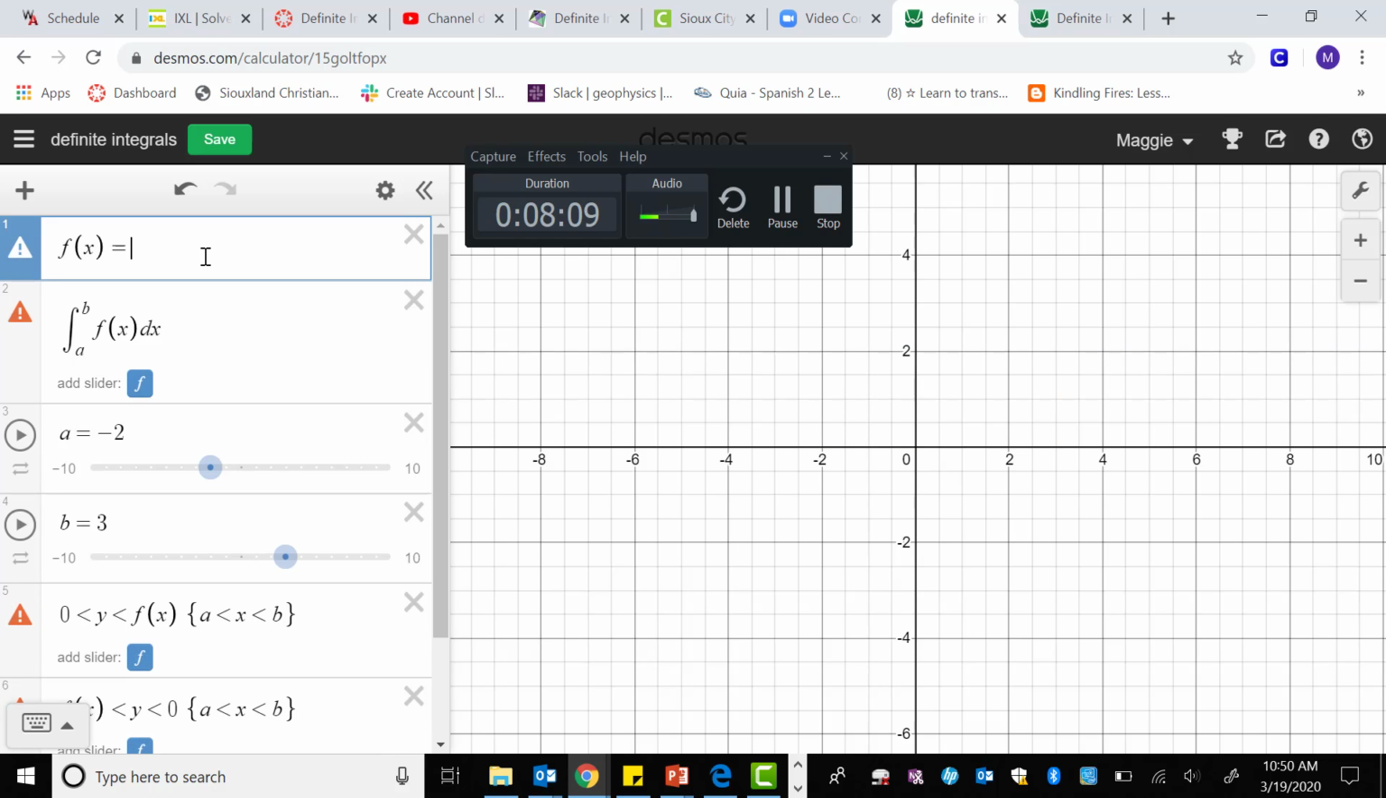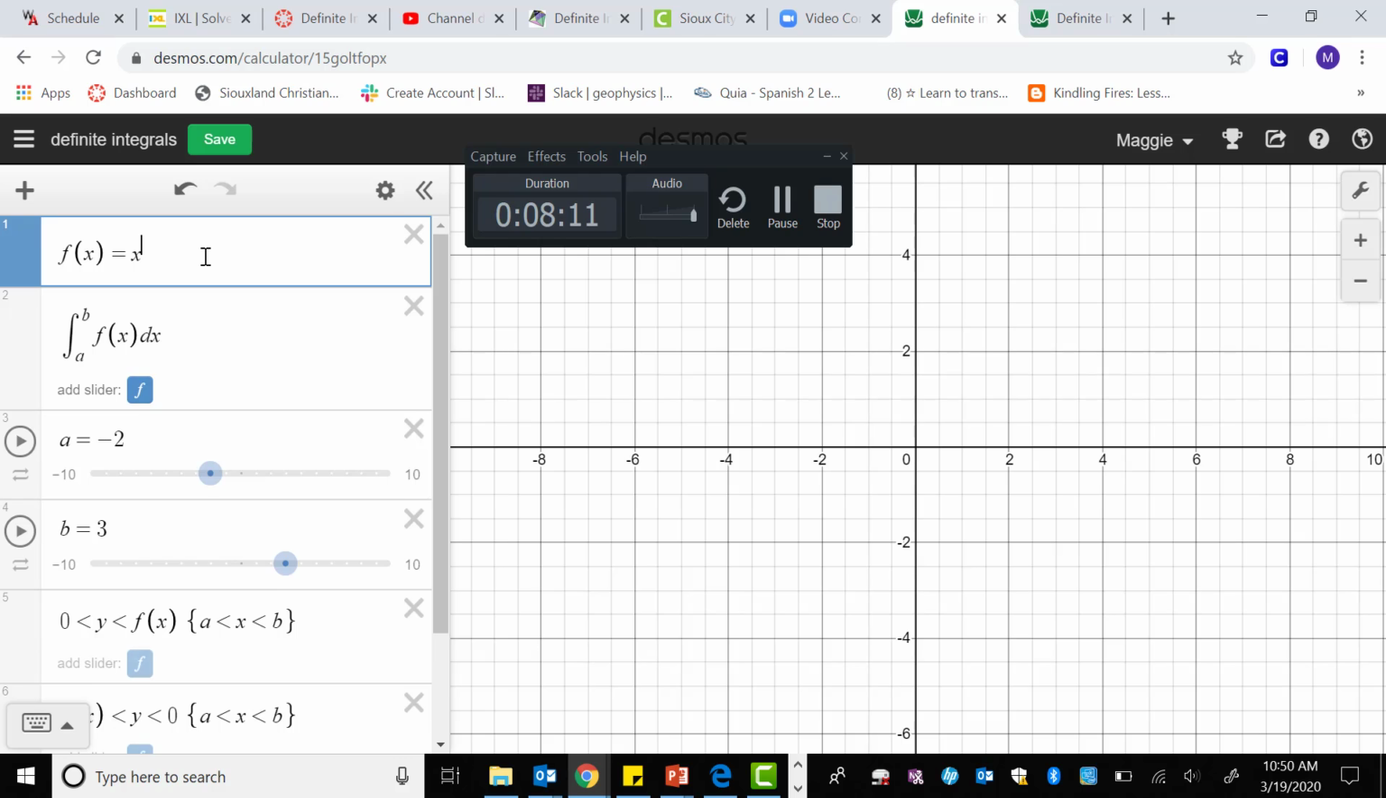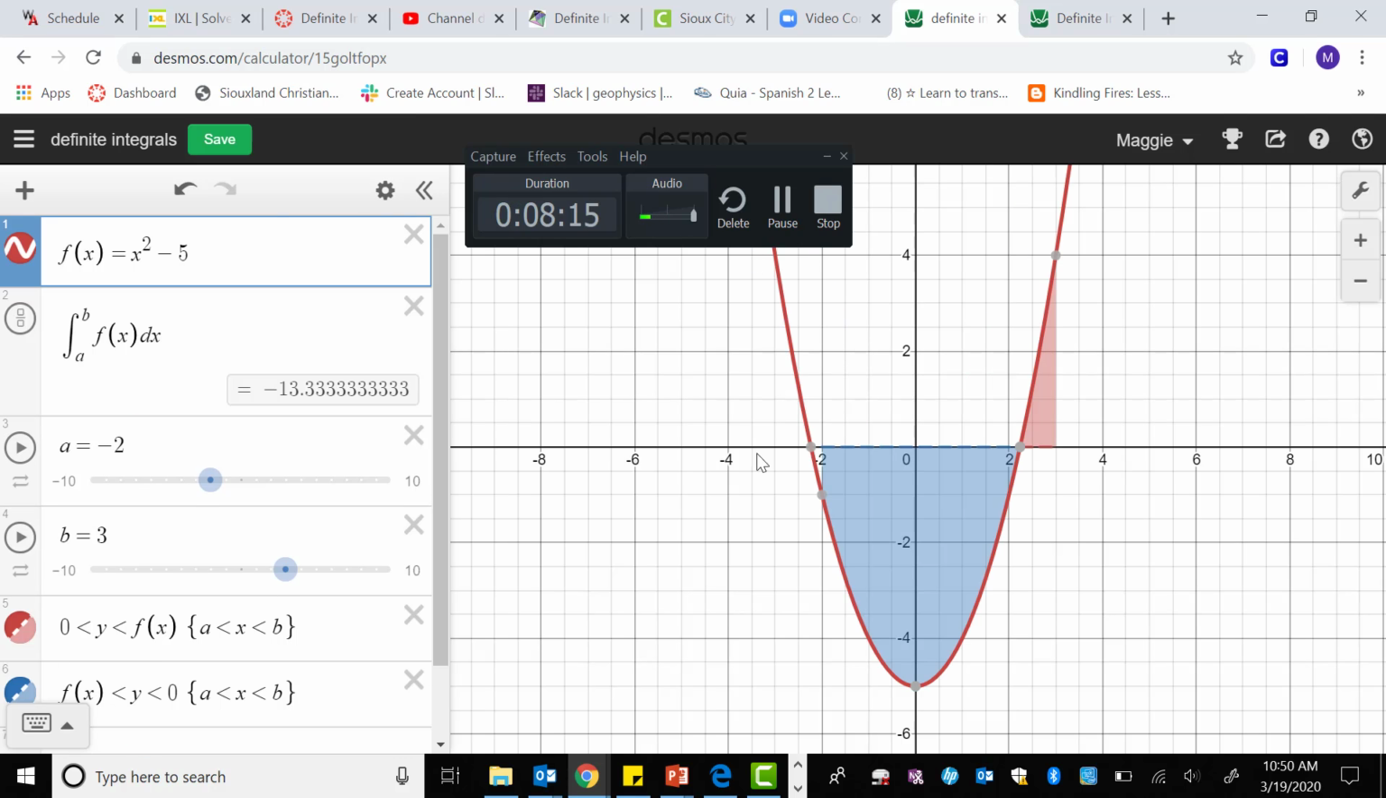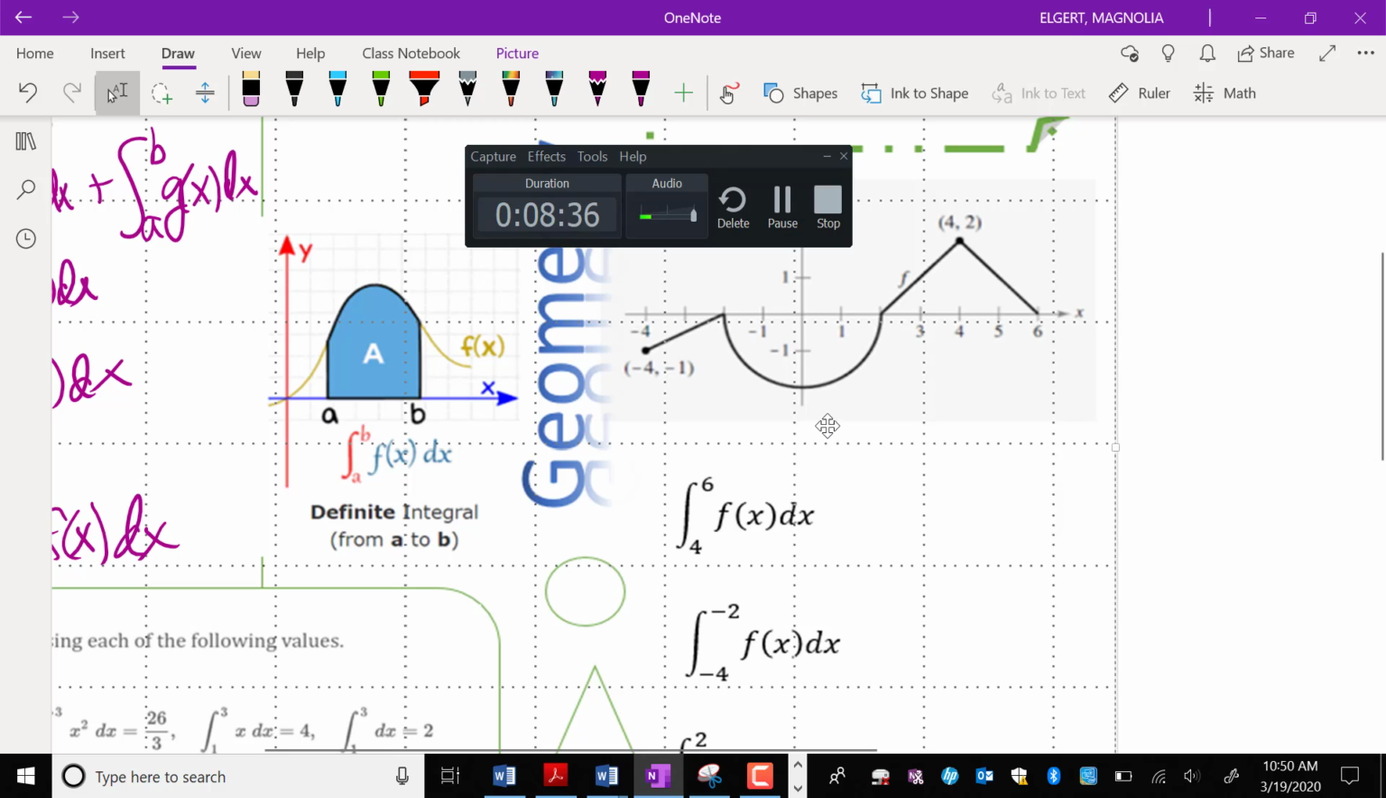You could have a quadratic that is below the x-axis. So this blue area is negative. It's not negative area, it's negative because of its placement. The red area is positive because of its placement. So again, it's not technically negative area, it's where it's placed. So below the x-axis is negative, above is positive. All right, so let's look at this geometry figure I have here.